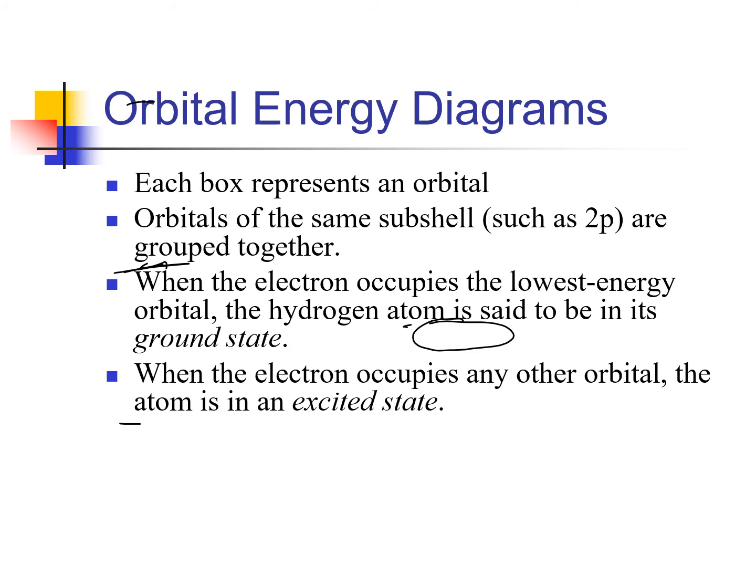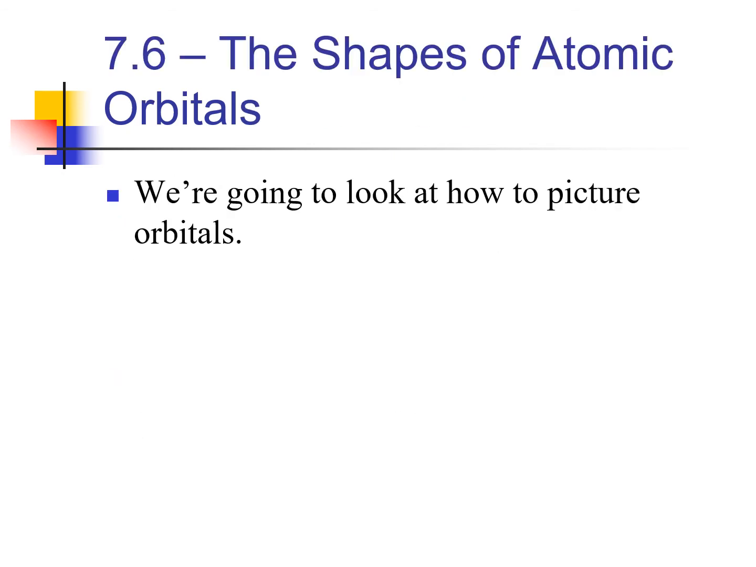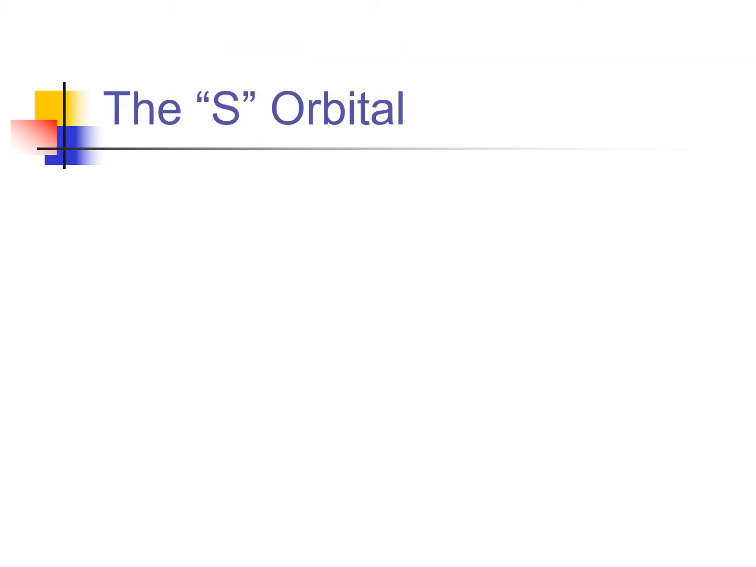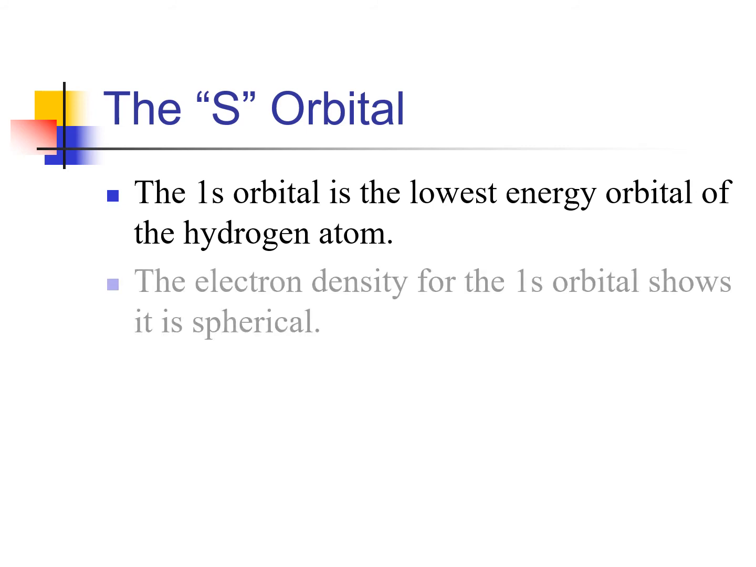Let me erase that so it's a little bit less distracting. Now, the electron can jump to that excited state by absorbing a photon of just the right energy, just like we saw previously. So now we're into 7.6, the shapes of atomic orbitals. This you need to know. Now we're going to look at how we picture orbitals. The s orbital is pretty straightforward. The 1s orbital is the lowest energy orbital of the hydrogen atom. 1s is its sublevel, and there's only 1 electron.